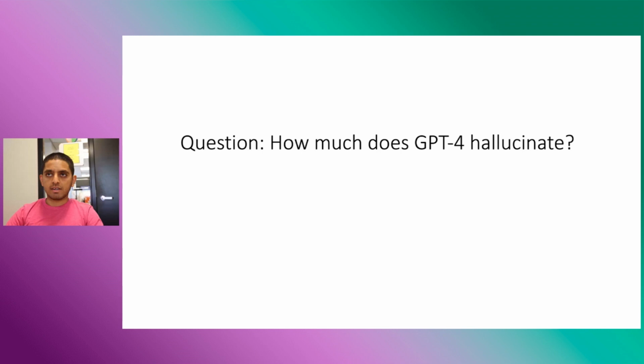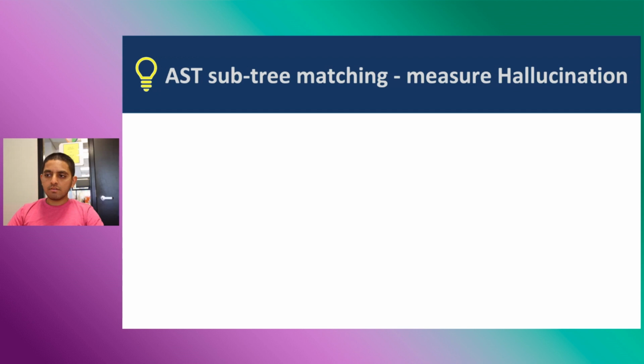And that's something that we try to do with Gorilla is, can we come up with a number, right? If you cannot measure the problem, then how are you going to solve the problem? So how do we measure hallucination is the question. And to answer this question, we adopt this technique from programming languages actually called abstract syntax tree subtree matching. So the idea is simple, right?